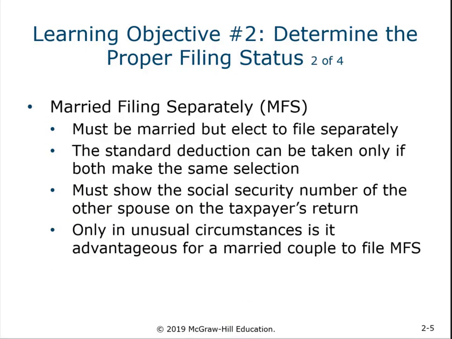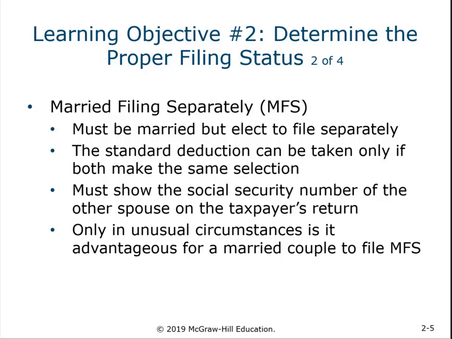Now, there is married filing separately. Now, notice this is not single. This means you are legally married at the end of the year on December 31st. So if you got divorced and it's final, you cannot use this status. You are not married. So you elect to file separately.